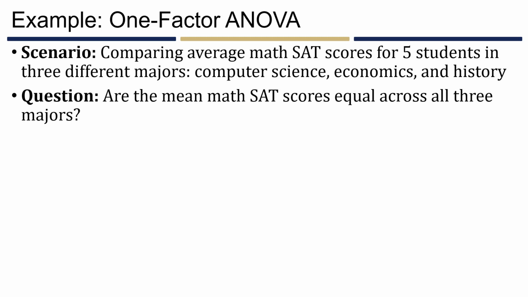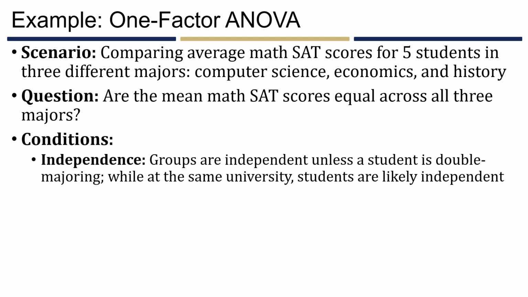So our next step is to go ahead and check the conditions. If we go out and we randomly sample 5 students from each of 3 different majors, the independence condition is certainly going to be satisfied. The groups are going to be independent of one another unless a student happens to be double majoring in 2 of these 3 majors. And while these students are at the same university, the students' math SAT scores are likely independent of one another because they probably came from very different locations whenever they were taking the SAT.